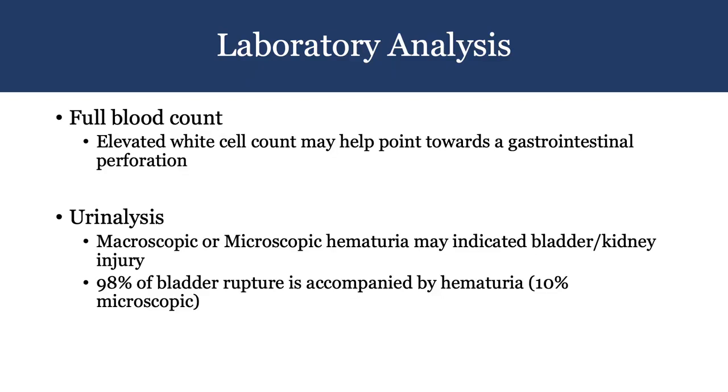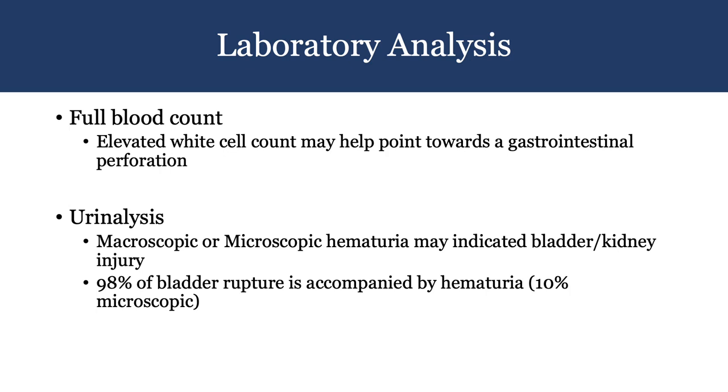So this slide helps us repeat, probably, and highlights a full blood count and other laboratory tests that you may need in the analysis of a patient with blunt abdominal trauma. An elevated white cell count may point towards gastrointestinal perforation. A urinalysis, when you see blood in urine, hematuria, may be indicative of a bladder or a kidney injury.